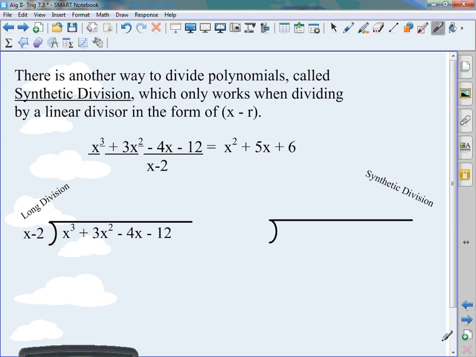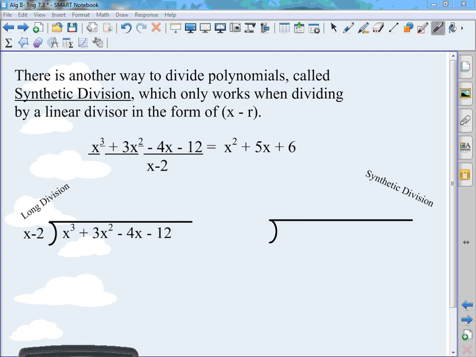You have to be dividing by x minus r. In that problem, it's x minus 2. We've already solved this problem doing long division. I'm going to show you how to use synthetic division.